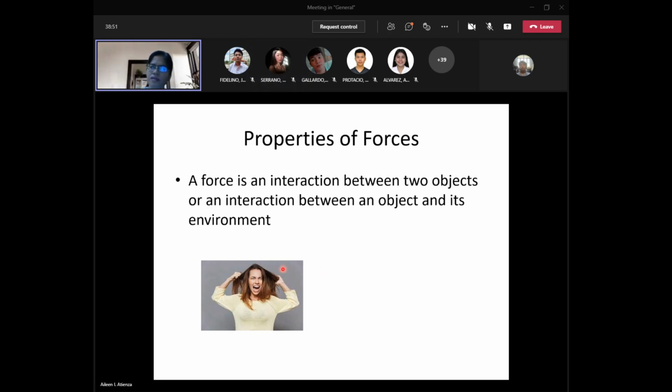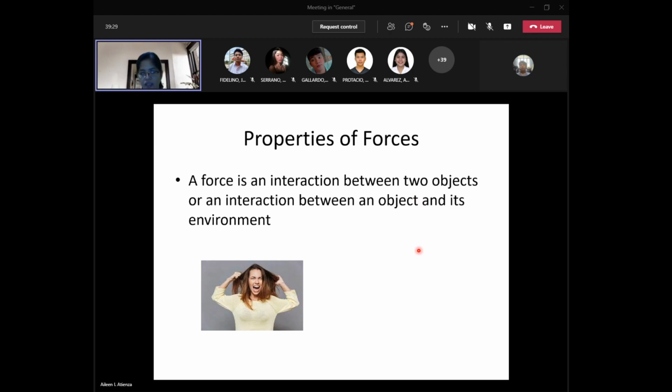Therefore, this one cannot be said to be having a force. Kasi isang body lang. Take note that part of the property of forces is that there should be at least two objects. Okay? Ma'am, isang body ka lang. Isang body lang yan. Hinihila mo yung buhok mo. Okay? So, therefore, this is not considered as a force. Okay? Kasi, from the property, there should be at least two bodies interacting.